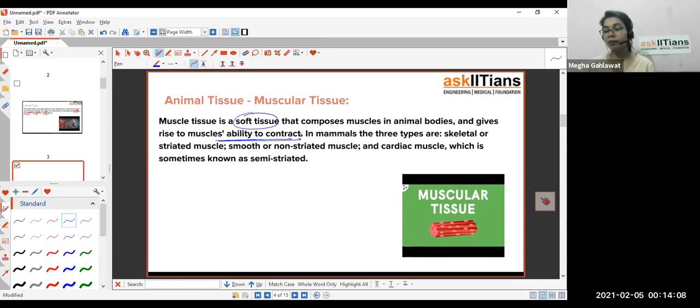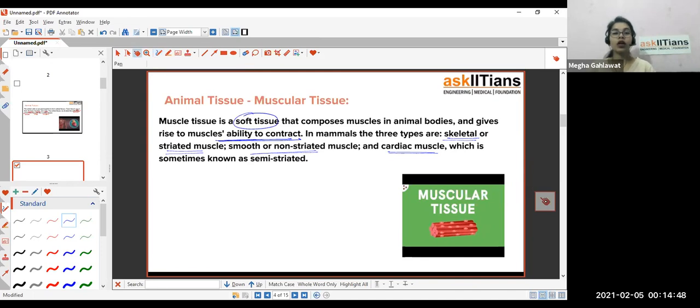Okay, and in the mammals, since we are talking about human beings and human beings are mammals, and mammals are the organisms which give birth to the young ones and feed them with their milk, they have the mammary glands basically. So the mammals basically have three types of muscles. We have the cardiac muscles, we have the skeletal or the striated muscles, and we have the smooth or the non-striated muscles. We'll be covering each of them one by one, and we'll be seeing how exactly each of them is very, very important and wherever it is present according to the function and the structure.